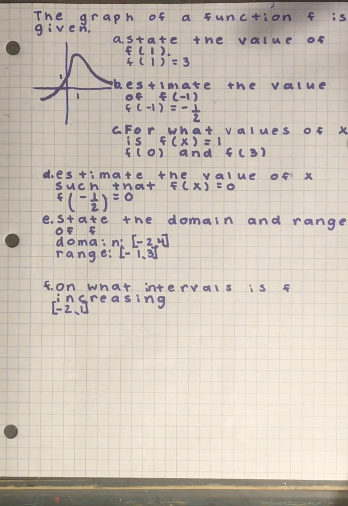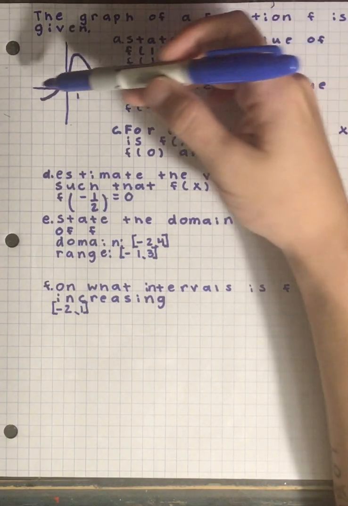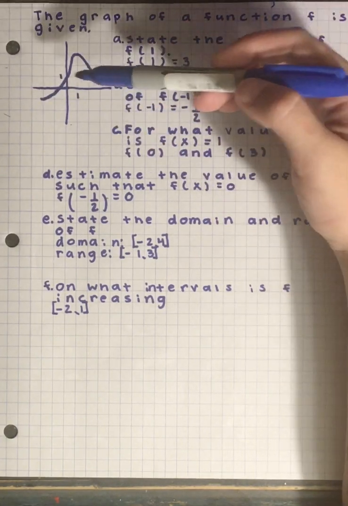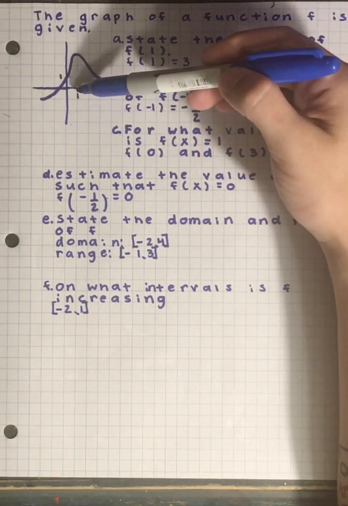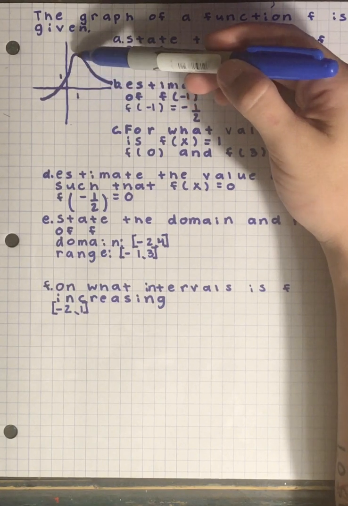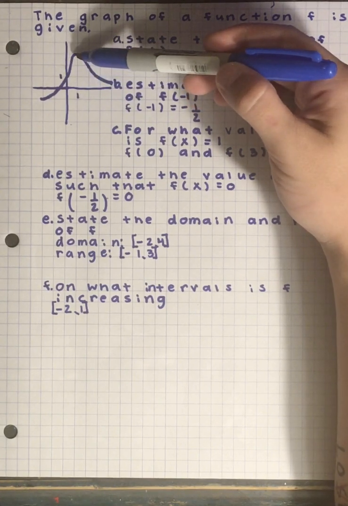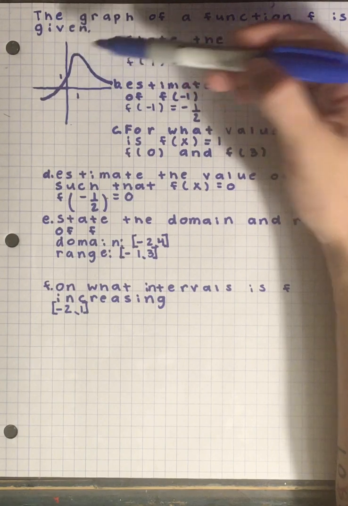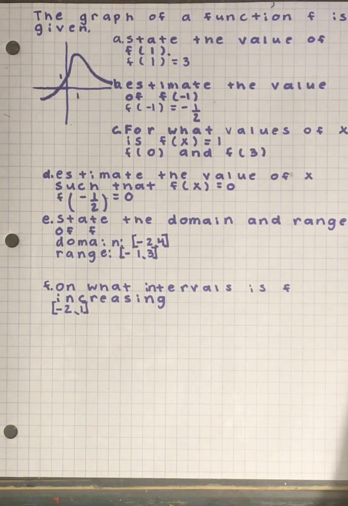So basically, when we're looking for a value of f of 1, we're looking at what the y value is when the x is equal to 1. The x-axis is the horizontal one, so we go 1 over from the origin, and then up 1, 2, 3. So we see that f of 1 is equal to 3, so that's our answer.